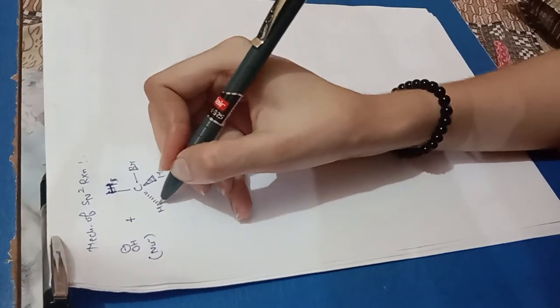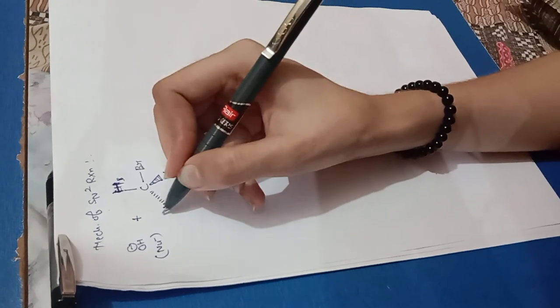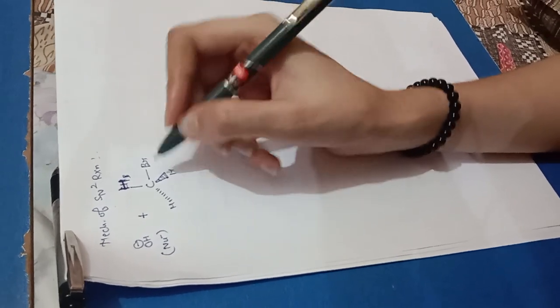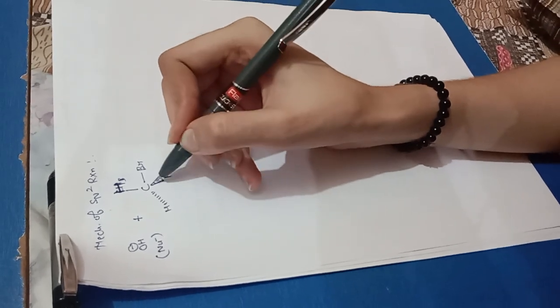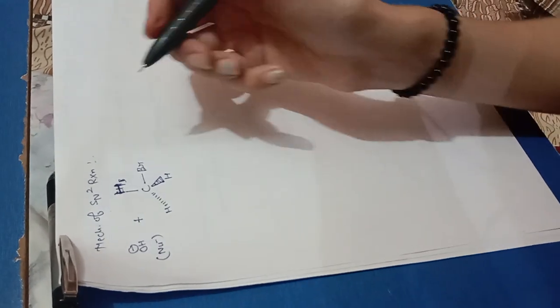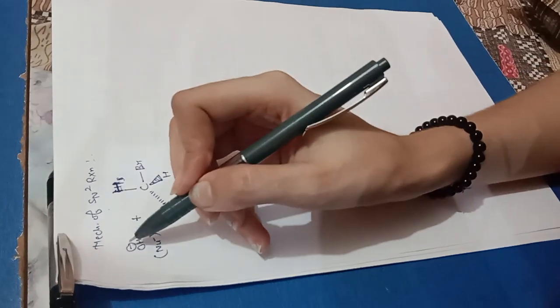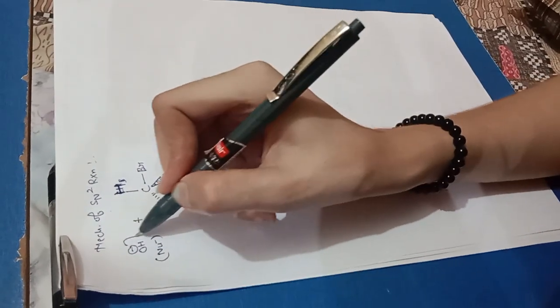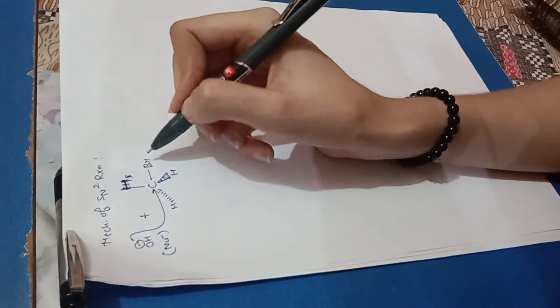This is your methyl bromide. The dash line represents that the hydrogen atom is present below the plane, and the wedge line represents that the hydrogen is present above the plane. Okay. Now what will happen? This incoming nucleophile attacks from the backside of the bromide ion.